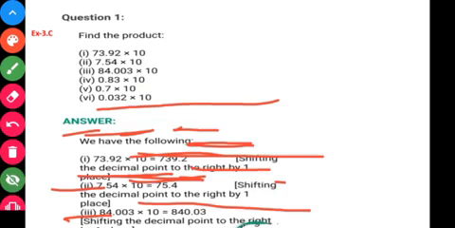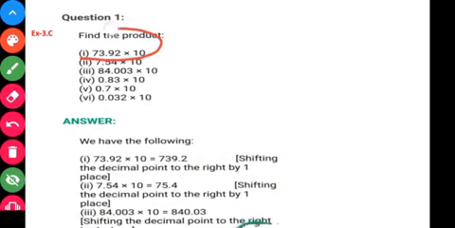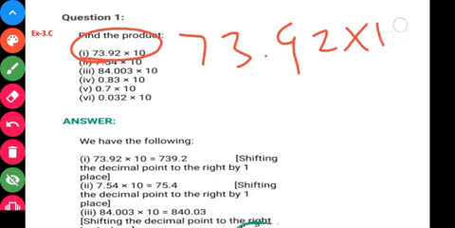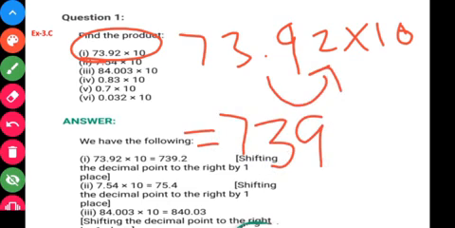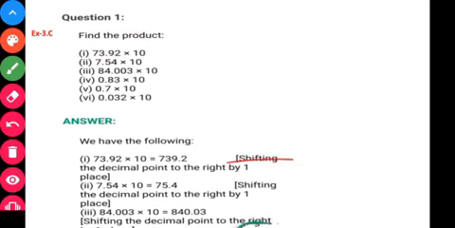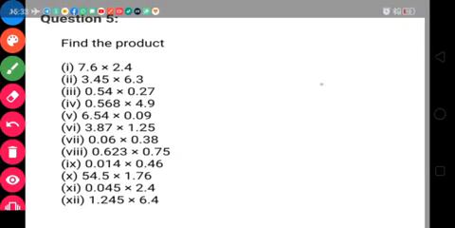So here 73.92 is multiplied by 10. How many zeros? 1 zero. So the decimal is shifted one place right. That means this will be equal to 739.2. Understand? Similarly you can do the remaining parts of question number 1 and also questions 2, 3 and 4, which give products of decimals with 100 and 1000.